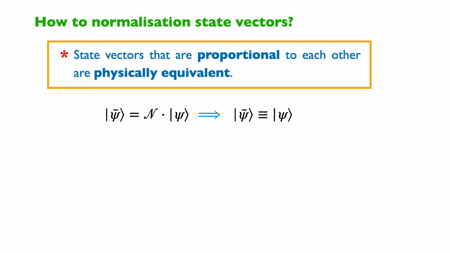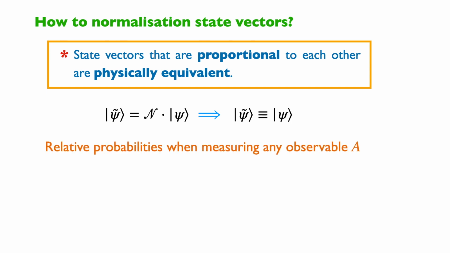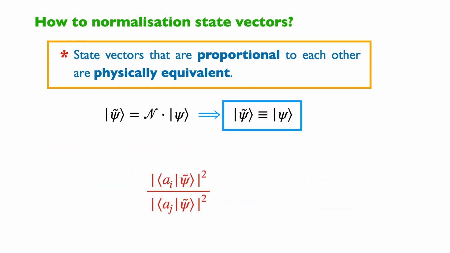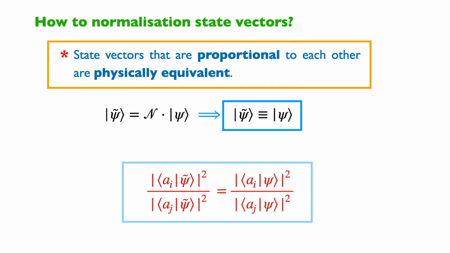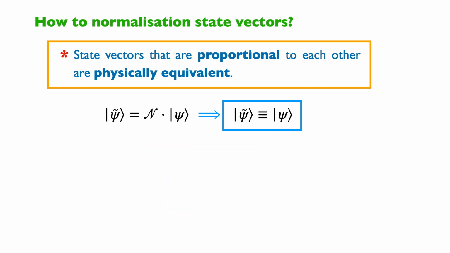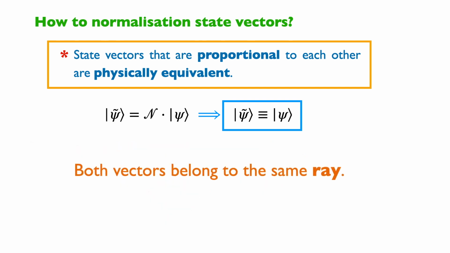This can be seen in the following way. Suppose we measure an arbitrary observable A on the state psi tilde and look at the relative probabilities of the outcomes. We find that the proportionality factor cancels, and the result is equal to that of psi. Since the sole purpose of the state vector is to carry the total statistical information about the system, this shows that psi tilde and psi are equivalent. Conventionally, we say that both vectors belong to the same ray.